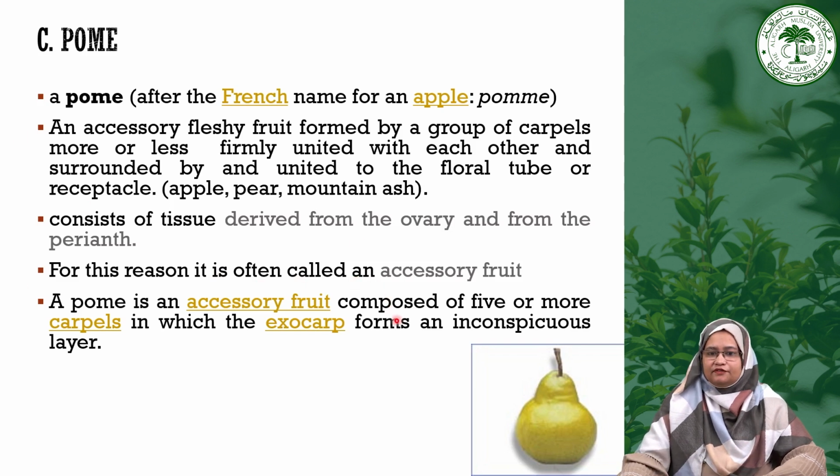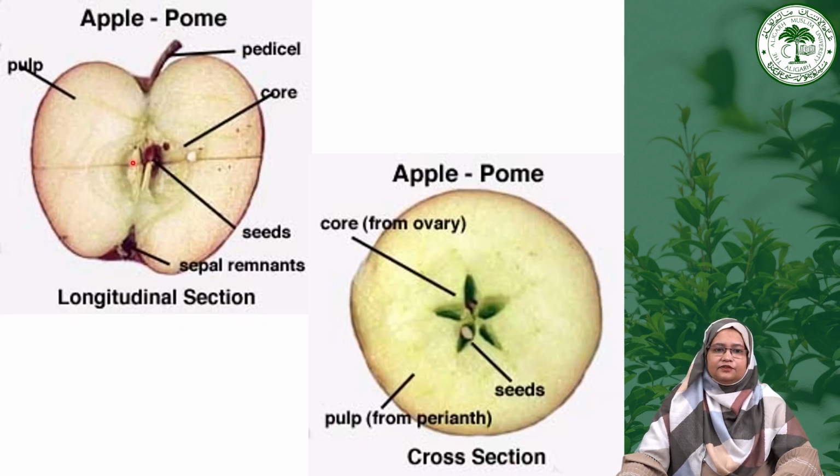So, a pome is an accessory fruit composed of 5 or more carpels in which the exocarp forms an inconspicuous layer inside it. As you can see here, this is a slice of the apple fruit. This pulpy portion you can see here, and these are the cores. These are the true fruit. This core region has the seeds, and here you can see the sepal remains. So this type of fruit is formed in the case of perianth, and the core with the seeds in between, this portion, is called the true fruit.